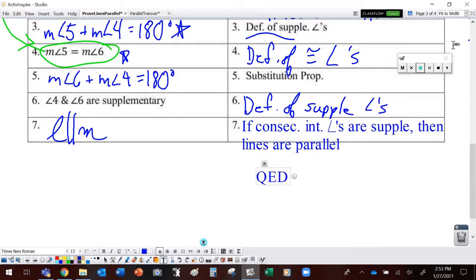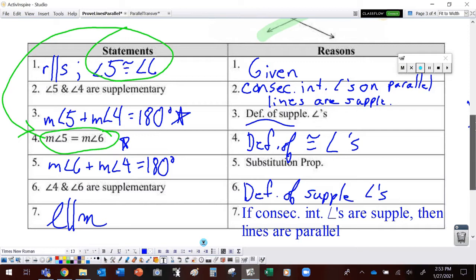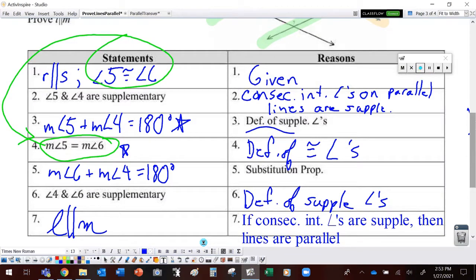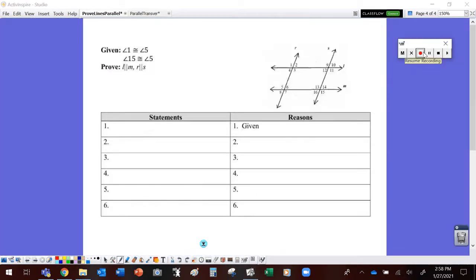Okay, so we take a look at what angle pairs we have. Okay, we find the relationships that exist between them, and we use that to prove lines are parallel. Okay, let's take a look at one more, and let's look at this one from start to finish. Here we have the exact same diagram, but some slightly different information. Okay, they give us the angle 1 and 5 are congruent, and angle 15 and 5 are congruent. Okay, and what they want us to prove is that both pairs of these lines are parallel. They want us to prove that lines R and S are parallel, and lines L and M are parallel.